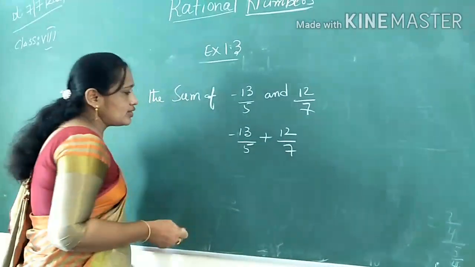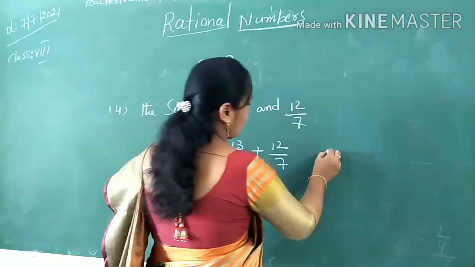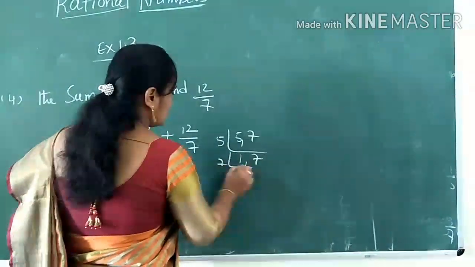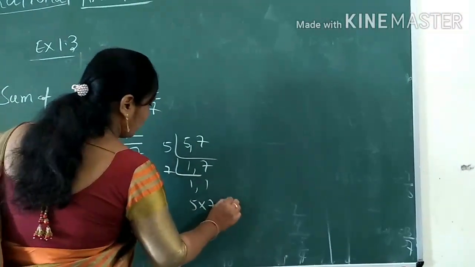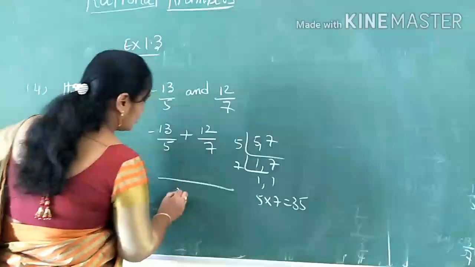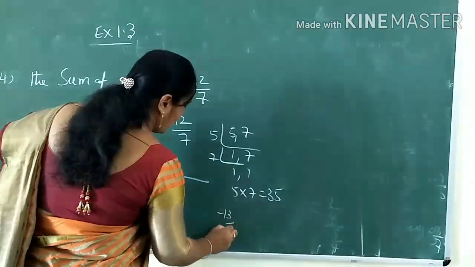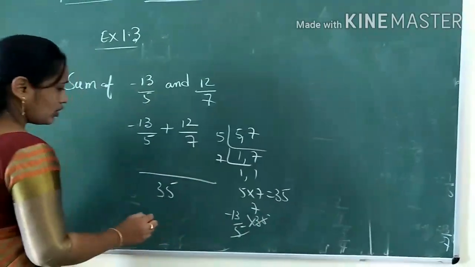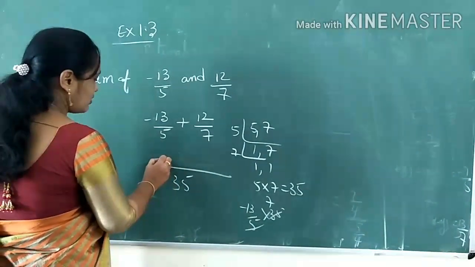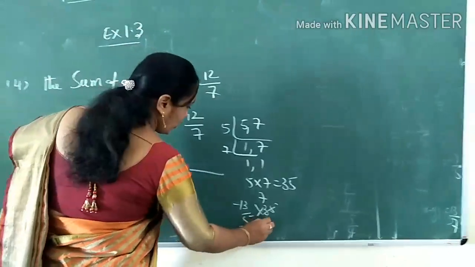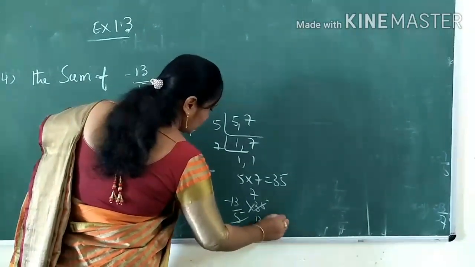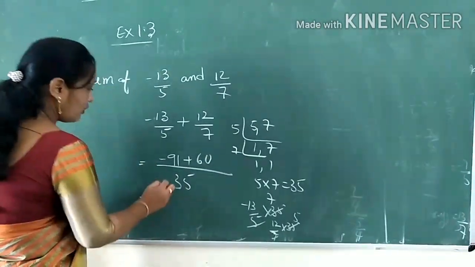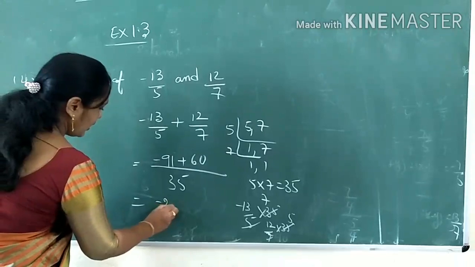Here two fractions are being added, and the denominators are 5 and 7, so again do the LCM. 5 times 7 is 35. The LCM we get is 35. So 35, minus 13 times 7 is 91, plus 12 times 5 is 60. So minus 91 plus 60 is minus 31.